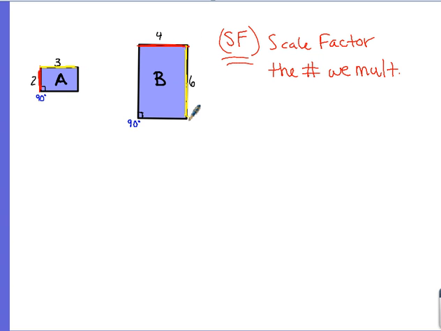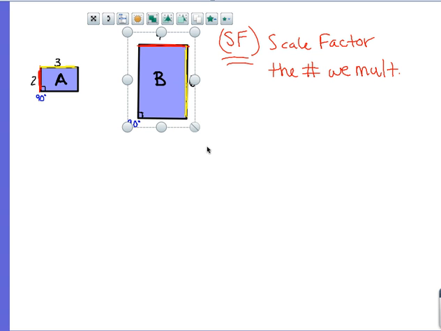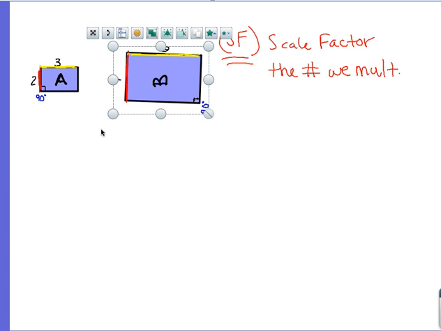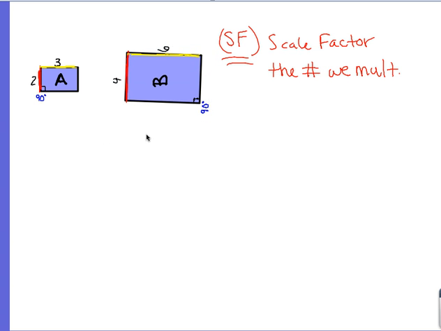Now this shape has been rotated. So maybe we can rotate it back and that will help. So here's figure B rotated to be in the same position. And that makes it a little bit easier to see the corresponding sides, short side to short side, and long side to long side. Now we need to determine what number was multiplied by the sides in order to get the scale factor.